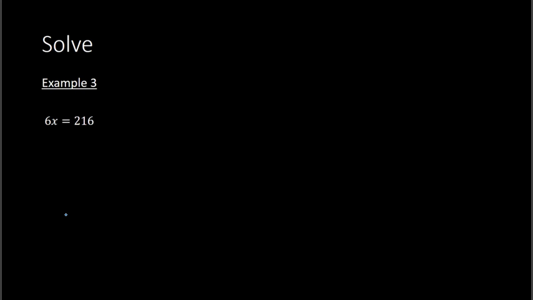Here is another example. 6x equals 216. So this means 6 times x. So to get rid of the 6, because it's being multiplied, I do the opposite, which is divide. So I divide both sides by 6. On the left side, the 6's will cancel. So I have just x on the left side. On the right side, I have 216 divided by 6, which would be 36. So my solution is 36.